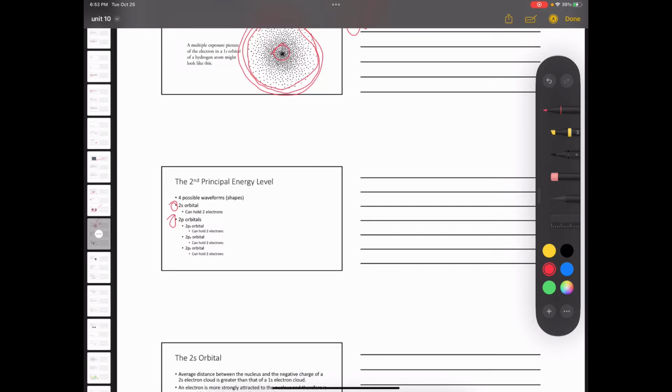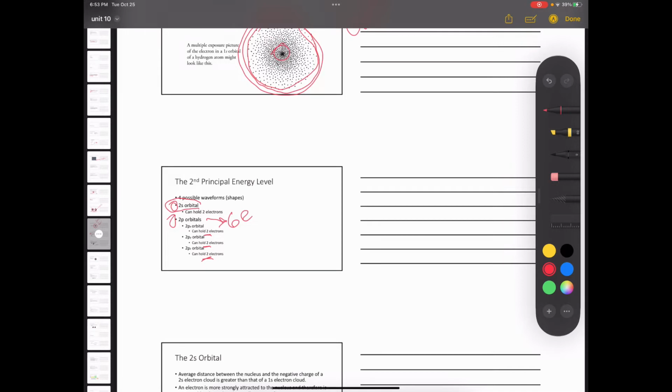As we mentioned, in the first principal energy level with the 1s, we can only hold two electrons in the s shape orbital. Same deal with the s orbital in the second principal energy level. Only two electrons can fit in that orbital. The p orbital, on the other hand, can fit six electrons, two electrons in each of the suborbitals of the p orbital in the second principal energy level.